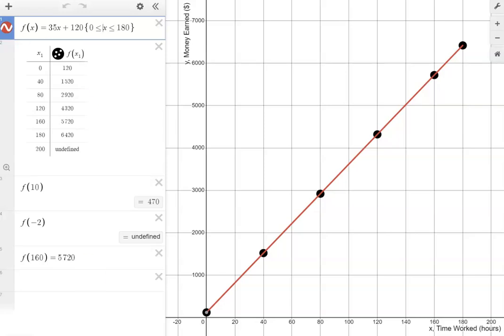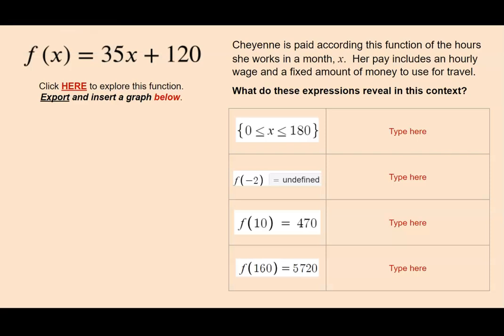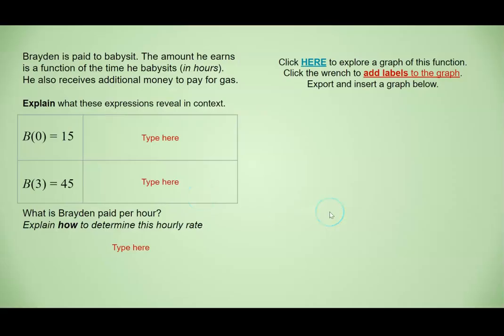So I don't expect them to have everything nailed down. They probably won't even answer all these questions correctly, but it will get them started. So the next slide will be another scenario.